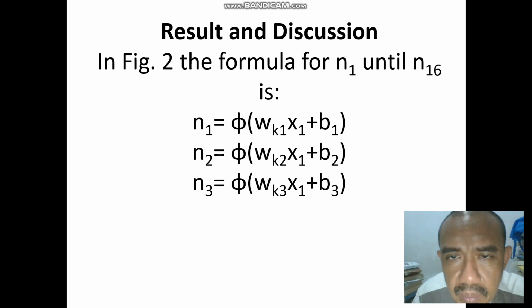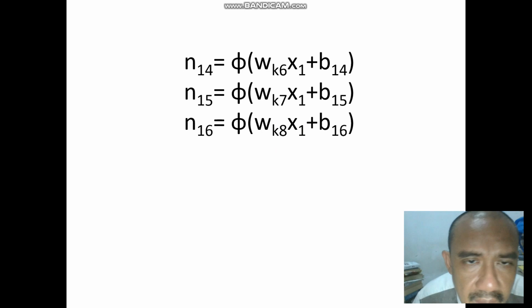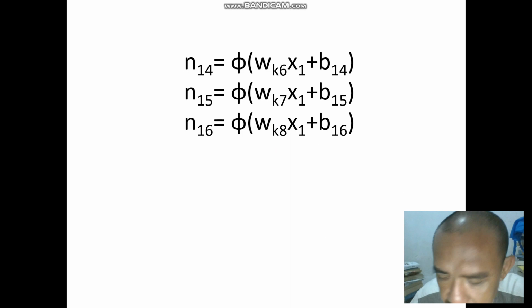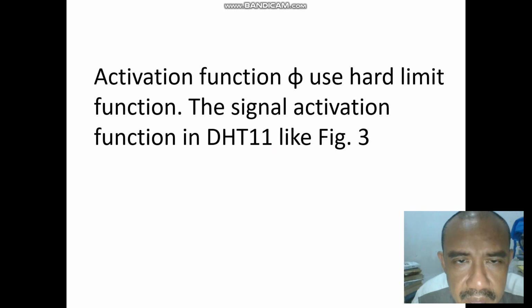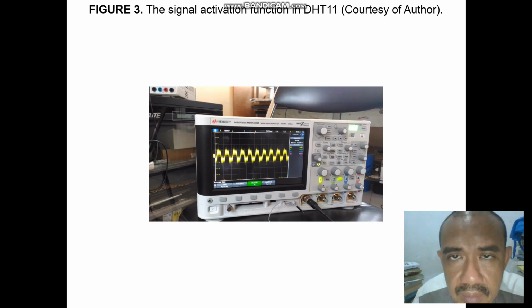Result and discussion. In figure 2, the formula for N1 until N16 is like this. N1 until N3 is like this, N4 until N8 like this, N9 like this, and N14 and N16 like this. The activation function that is used is the hard-limiting signal activation function with the DHT11, as in figure 3.